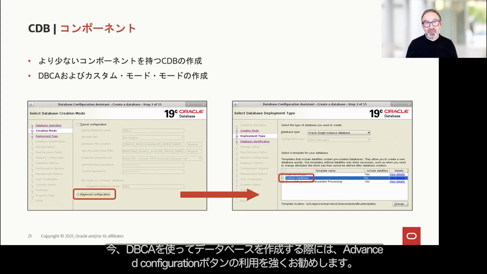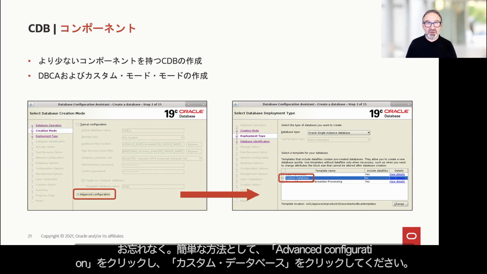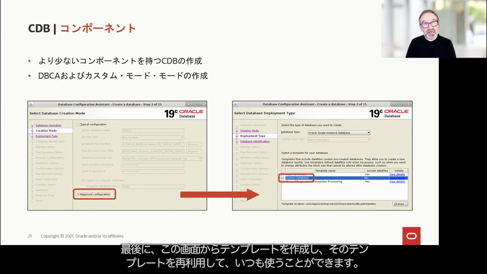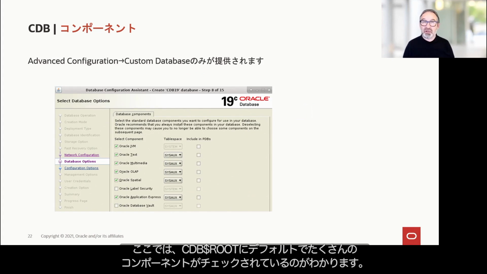When you create your database now in DBCA, we would strongly recommend that you tick that advanced configuration button. Don't go the easy route and click advanced configuration and then custom database, because this route is the only way how you will see this screen here, where you can choose which options you'd like to install. And at the end, create a template from this and then reuse that template, and it will do always the same. Now here you see by default, there are a lot of components ticked on by default on the CDB root.